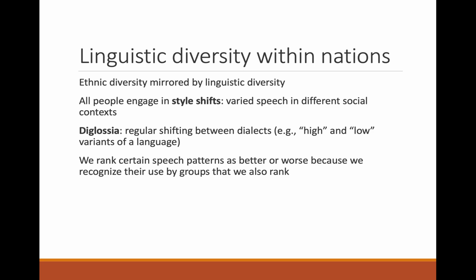You would not write an essay for composition in Spanglish, right? That would be inappropriate and unprofessional. So, the language that you use when you write papers versus the language that you use when you're speaking with friends and family are functionally different. We rank speech patterns as better or worse because we recognize their use by groups that we also rank. And so, when we have a group that we have historically oppressed, we are going to rank people who use that language or that dialect as having lower socioeconomic status.